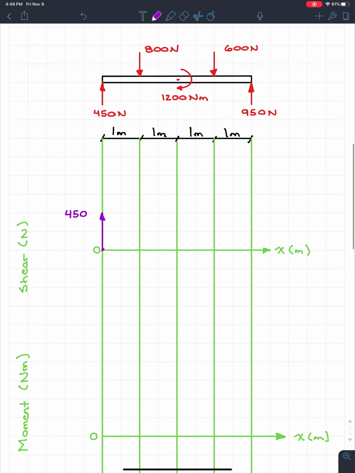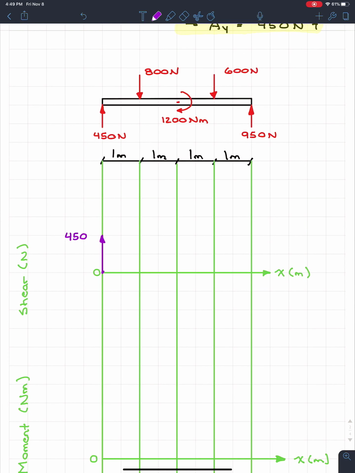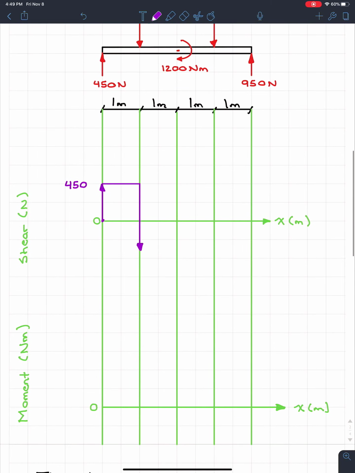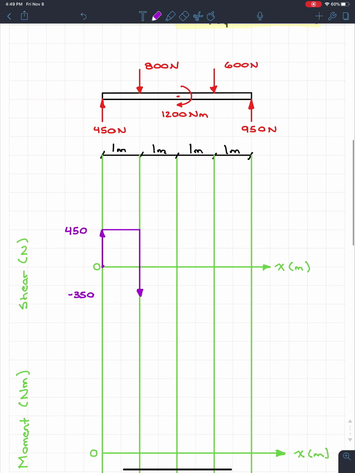That makes sense. So if we look over here, over the span of the 1 meter, from 450 to 800, nothing happens. So this is going to come straight across like this. But now we have another point load of 800, and this point load goes downwards. So it's going to jump our shear diagram downwards by a factor of 800. So it's going to come somewhere to here, and this value is going to be negative 350. That makes sense because we go from 450 and we go 800 downwards.